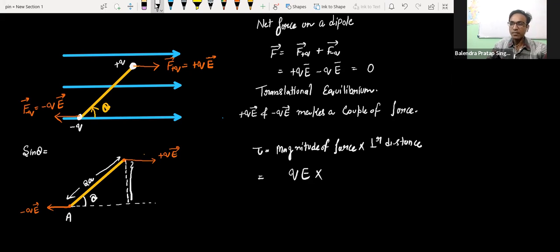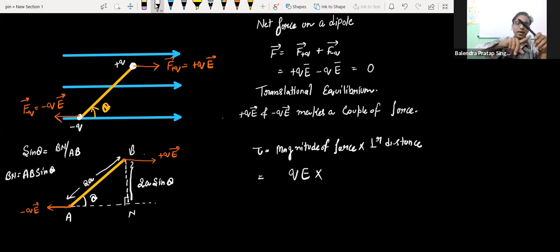Suppose I put A here, B here, and N here, that's your normal. So what is the value of sine theta? Sine theta is BN upon AB, perpendicular divided by hypotenuse. From here, BN equals AB sine theta, and AB is twice a. So this distance will be 2a sine theta. Is it okay for all of you? Suppose this dipole is making angle theta, this is 2a and this angle is theta, so this distance is twice a sine theta.